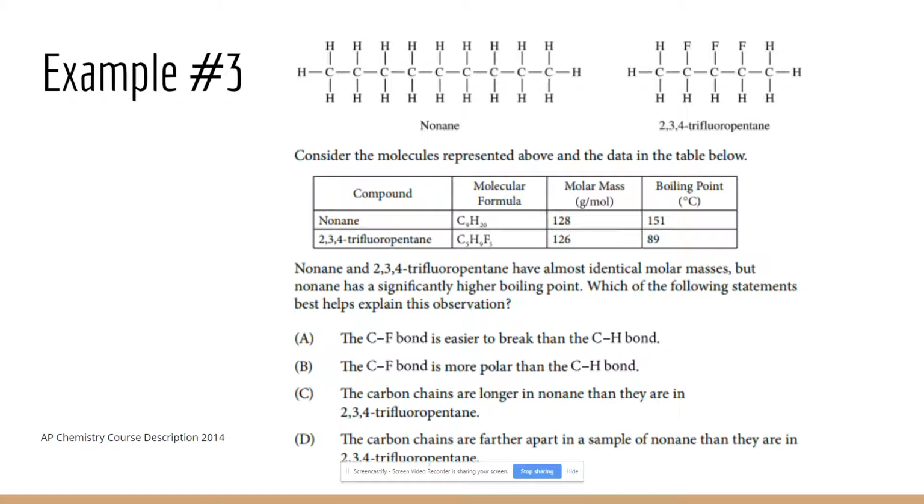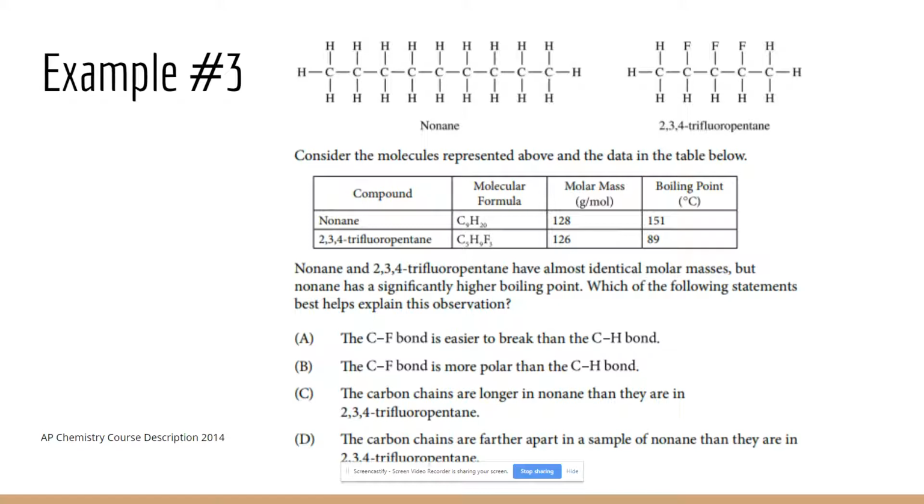I'm looking at it. First thing I see is the 2,3-trifluoropentane has those three polar bonds, but nonane has a much longer chain. Take a brief look at the table. The first thing I see is that nonane's boiling point is higher and that their molar masses are about the same, but nonane's is a little bit higher. So then the question is asking us to explain why nonane has a higher boiling point. So that means it is not due to the dipole-dipole forces in trifluoropentane. If that were the case, that would have the higher boiling point.